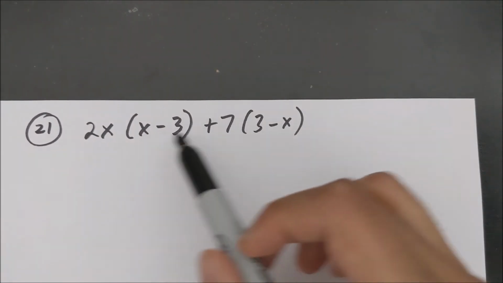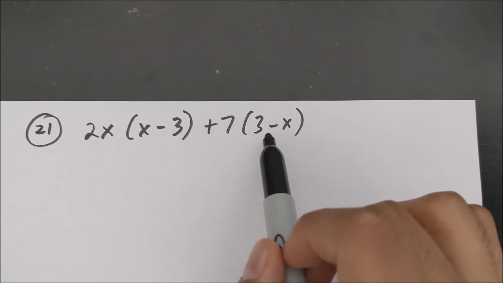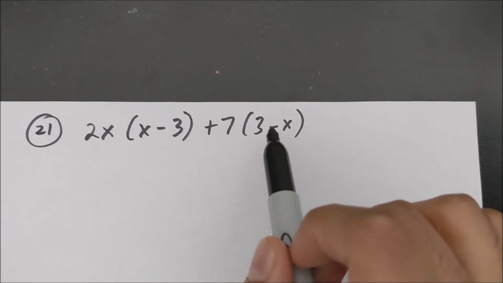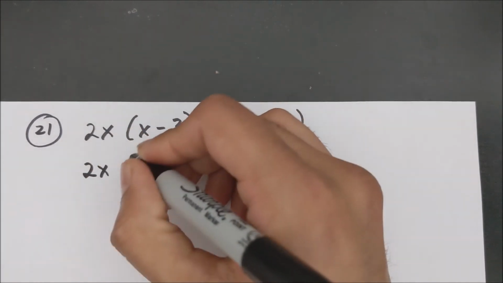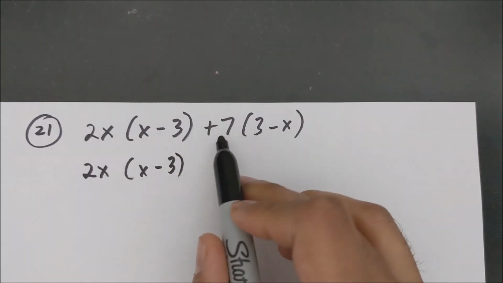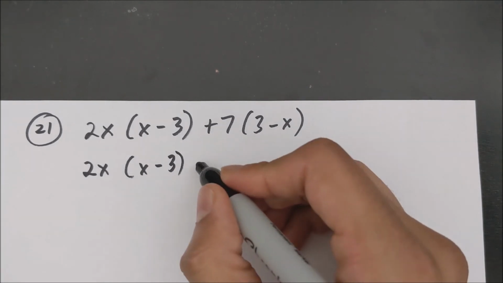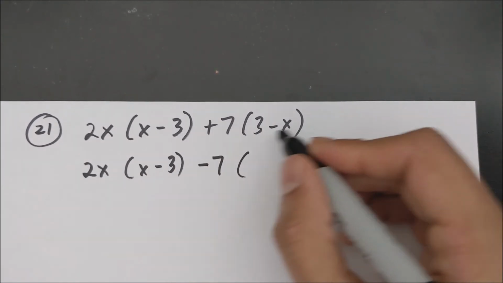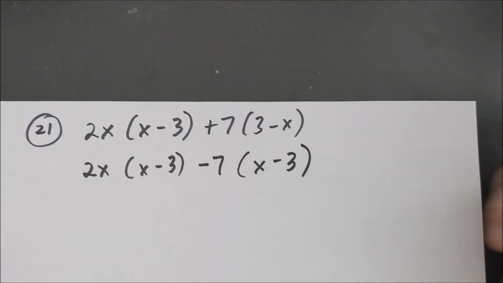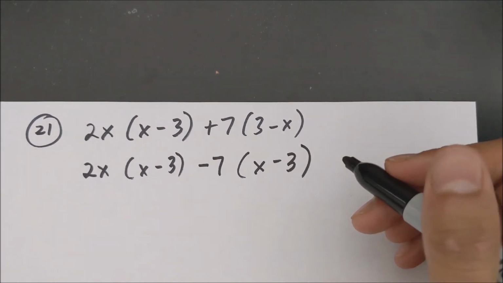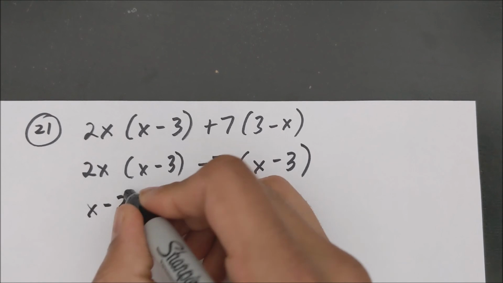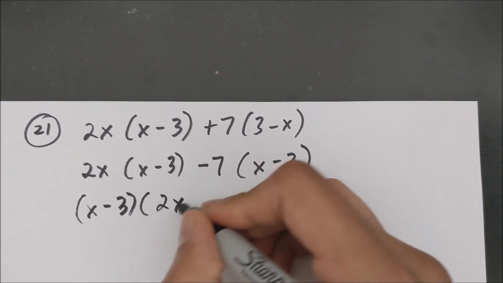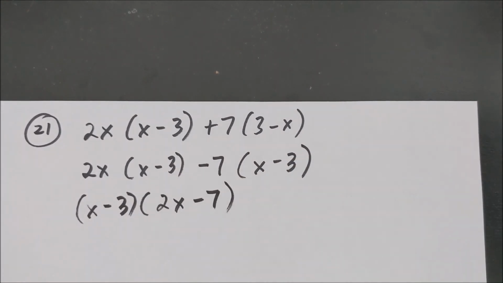Okay, so in this one I noticed that the brackets are similar but not the same. The terms are switched. So my first step right here is to change this sign from a +7 to a -7, and that's going to change the bracket to x minus 3. And now our brackets match, so we can just factor that out, x minus 3, 2x minus 7.